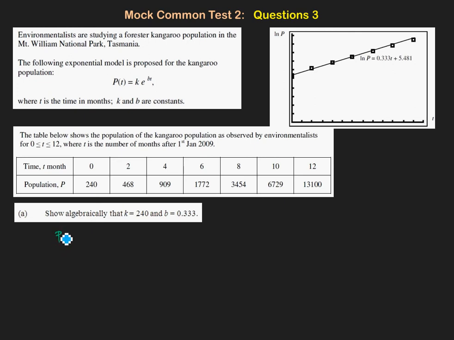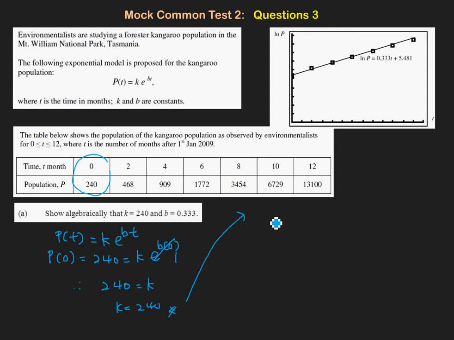P(t) is given as K e^(bt), and in the table, if you notice that when time is 0, population is 240. So when time is 0, this is 240, and this is K e^0. Of course, we know that e to the power of 0 is 1. Therefore, we have what we need. K is 240. It's shown.